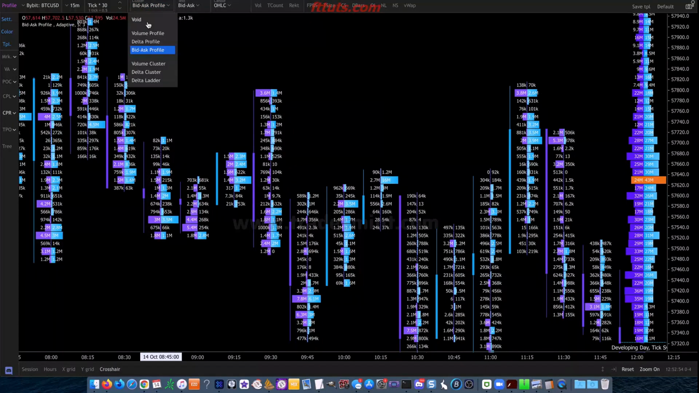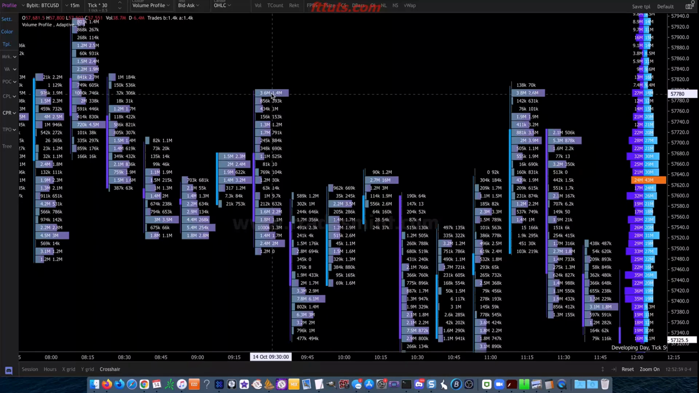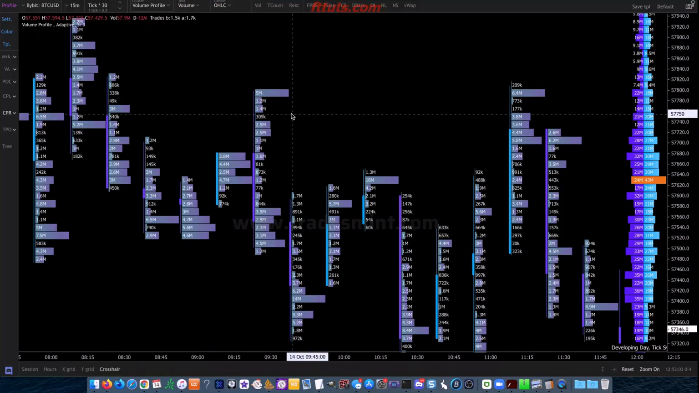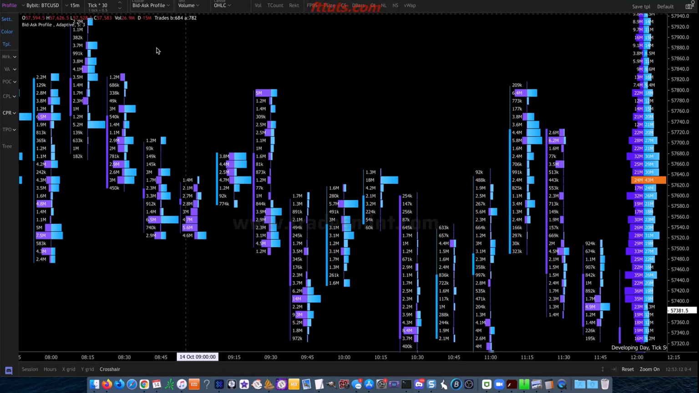So right here we can do void, it's always nothing. Volume profile is showing us where there were spikes in overall volume. So the volume profile would line up with the volume text, right? And we'll be able to mix and match these. So we could have the volume text with the bid-ask profile.